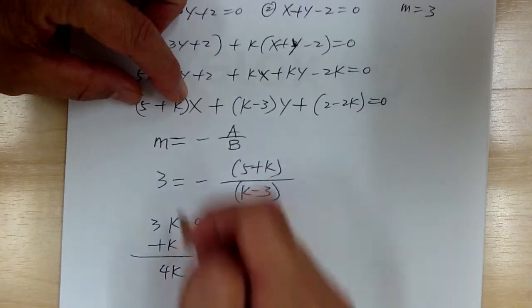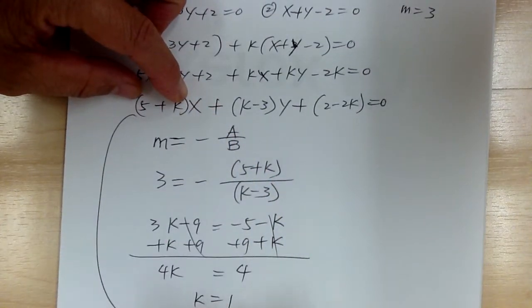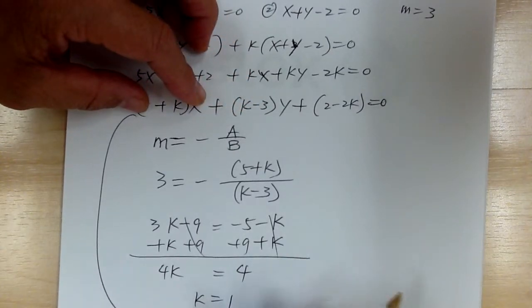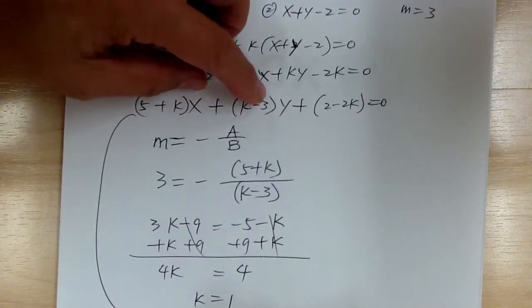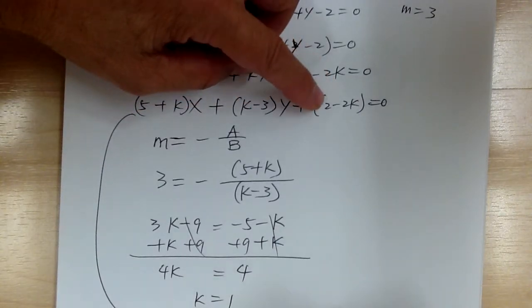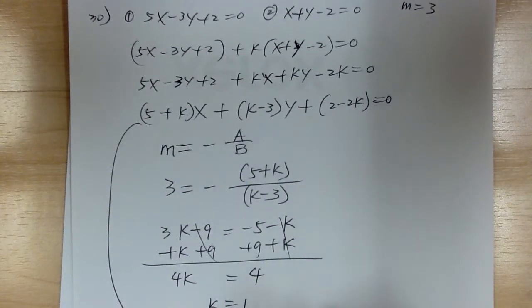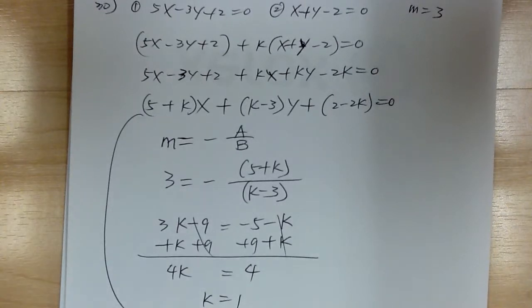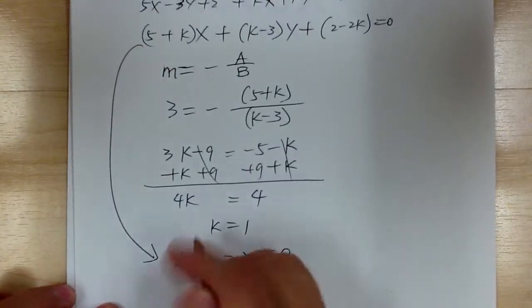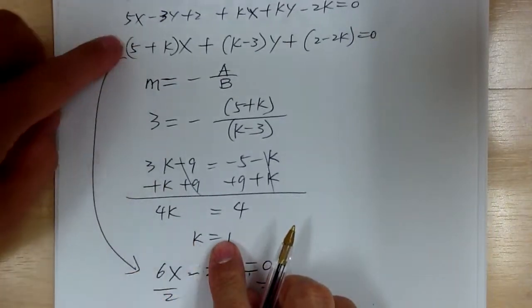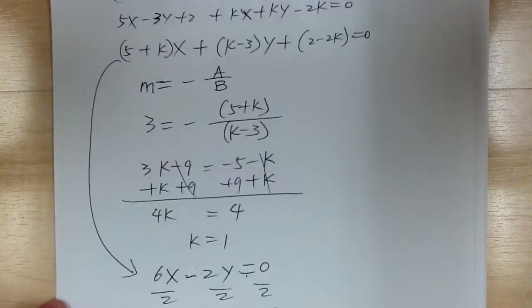So 5 plus 1 will give you, so use this one here. So I get 6x plus, so 1 minus 3 will give me negative 2y, and plus, so 2 minus 2 give me 0, so this will give me equal to 0. Okay? Then next, you want to divide by 2 to lower your number. So I get 3x minus y equal to 0. Okay? So again, once you find k, you use this equation, you substitute k in here to work it out. Okay, let's go to number 32.